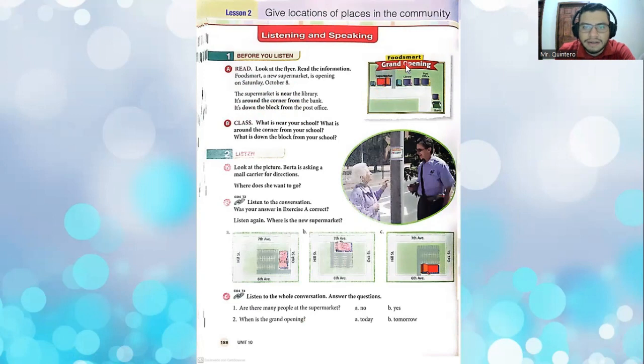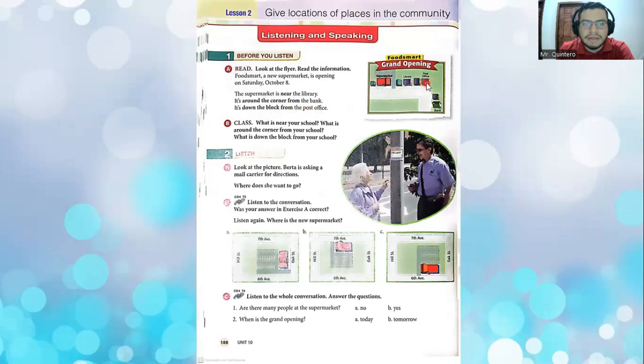Grand opening, FoodSmart. The supermarket is near the library. It's around the corner from the bank. Es al otro lado de la esquina, ¿verdad? El banco. It's around the corner from the bank. It's down the block from the post office.